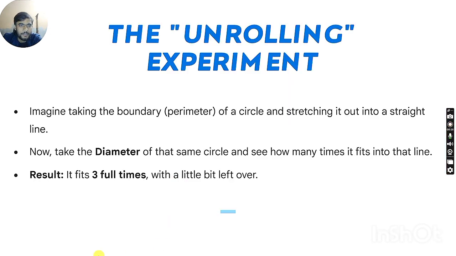And after that, take whatever I told you, that is written here. Now take the diameter of that small circle and see how many times it fits into that line. The result is that it fits 3 full times with a little bit left over. That is, 3 full diameters, plus some part is missing.